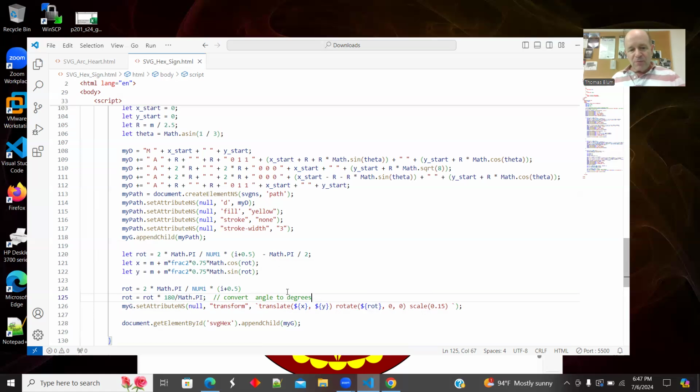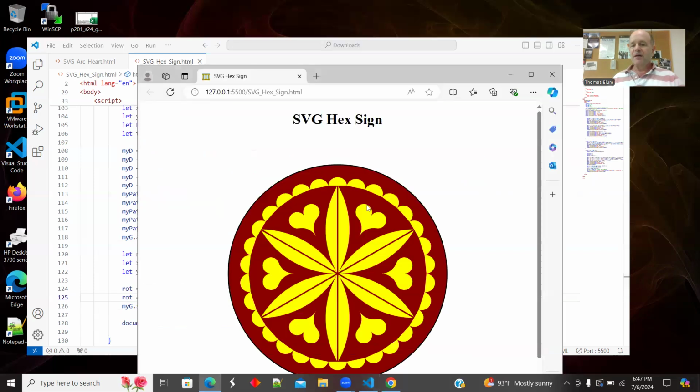And so I'm in a loop. I am making a container. I'm putting my heart in a container. And then I am translating, rotating, and scaling those containers and then adding them to my sign. They're my little hearts. Okay, that's what I wanted to show you on this one.